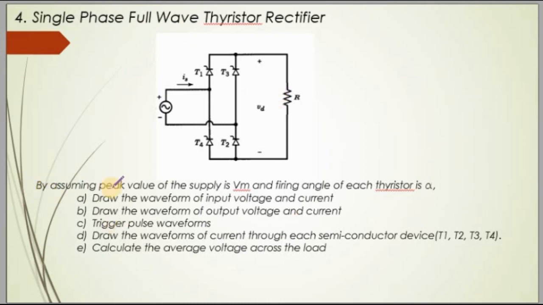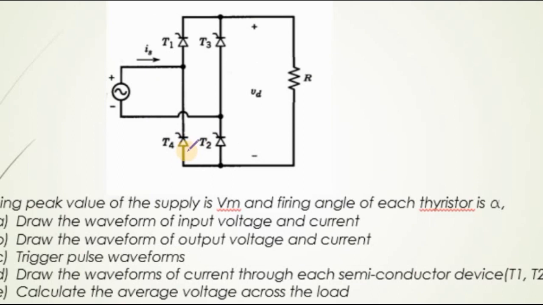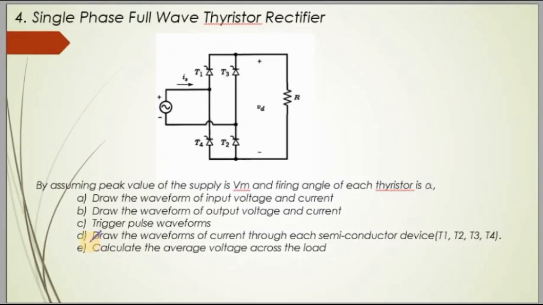By assuming the peak value of the supply is Vm and the firing angle of each thyristor is alpha. First, draw the waveform of input voltage and current. This is the input voltage. Then draw the waveform of output voltage and current, and the trigger pulse waveforms, the trigger pulses of these thyristors. D. Draw the waveforms of currents through each of the semiconductor devices, these semiconductor devices.